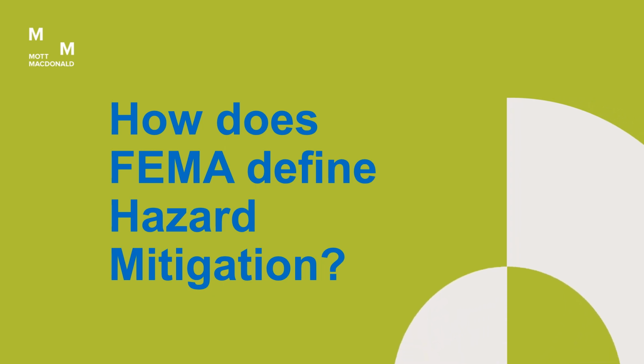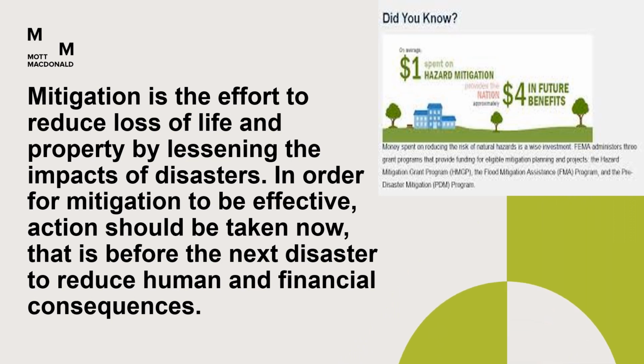How does FEMA define mitigation? Mitigation is the effort to reduce loss of life and property by lessening the impacts of disasters. In order for mitigation to be effective, action should be taken now, that is before the next disaster, to reduce human and financial consequences. Did you know that for every $1 spent on hazard mitigation, there's at least $4 in future benefits?